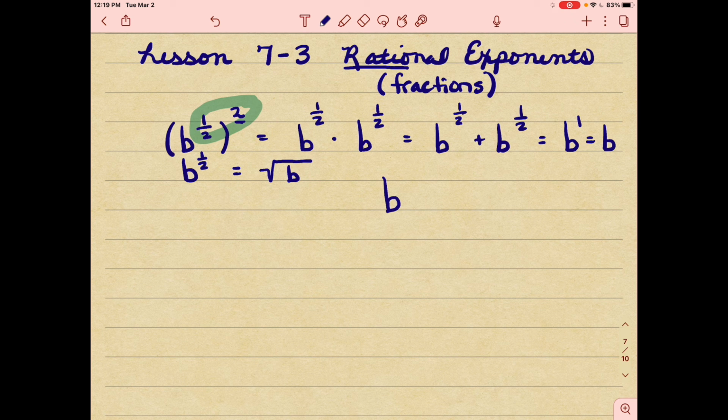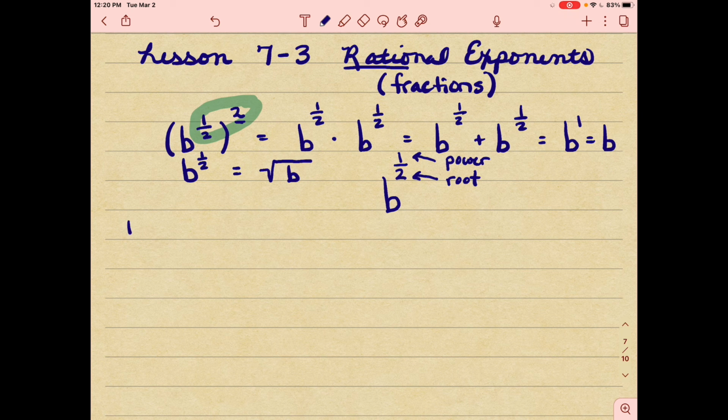Whenever we have an exponent and the exponent is a fraction, the top of the fraction is going to be the power, kind of like what we're used to, b squared or something like that. And the bottom of it is going to be the root. So let's explore that some more.